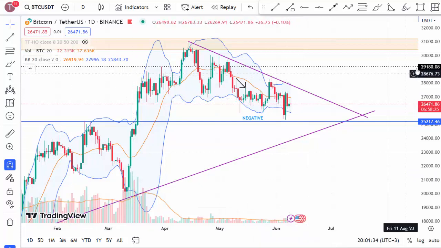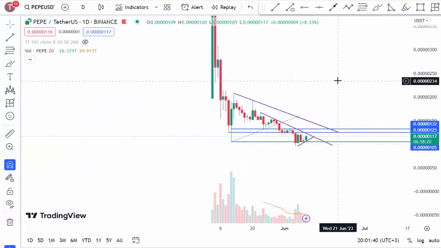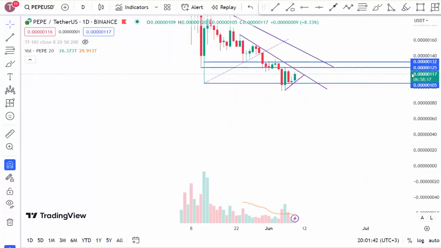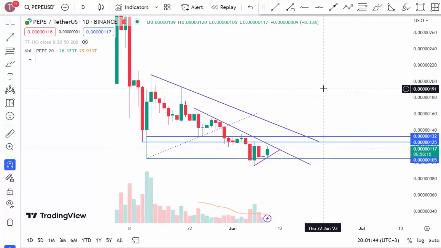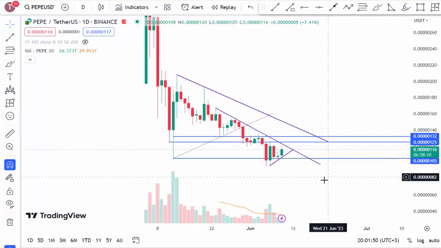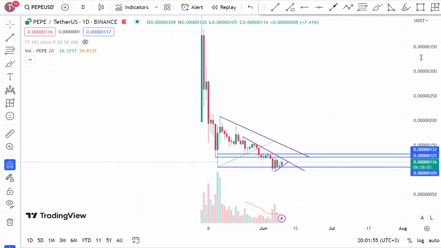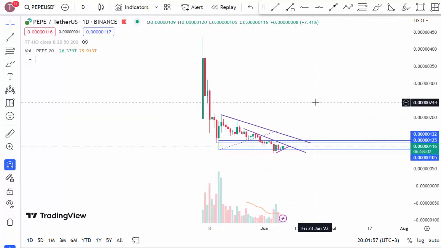Coming back to Pepe Coin, my friends, there isn't much to say on the daily time frame because it is a very new coin. That's why we conducted our analysis on the hourly time frame. We can say that the downward trend needs to be broken here, which corresponds to the 4-hour trend. We want this level to break, and now let's slowly come to the end of our video.